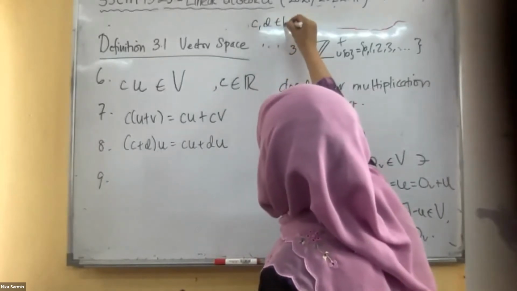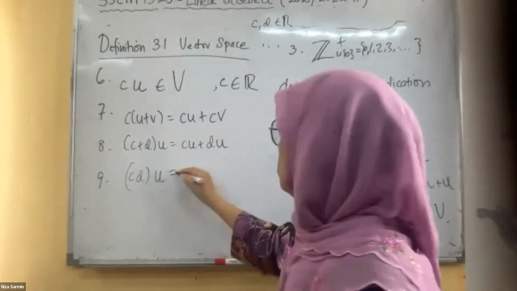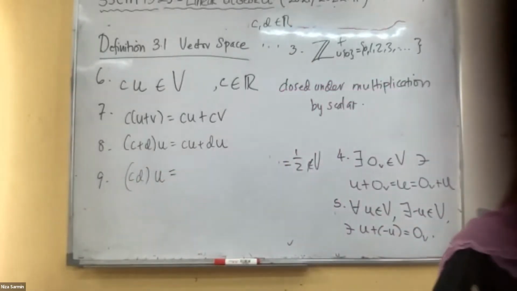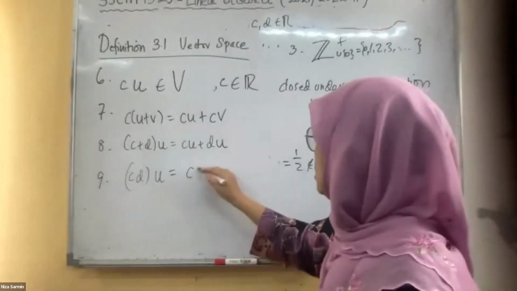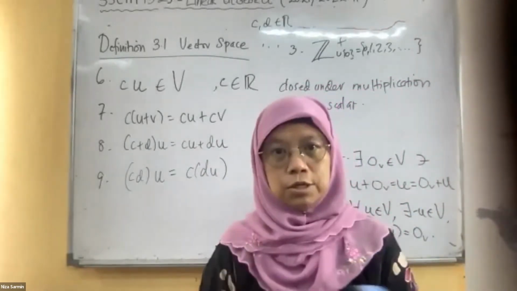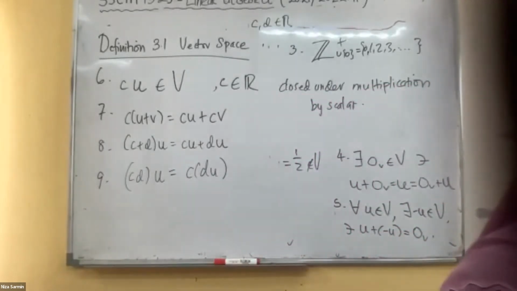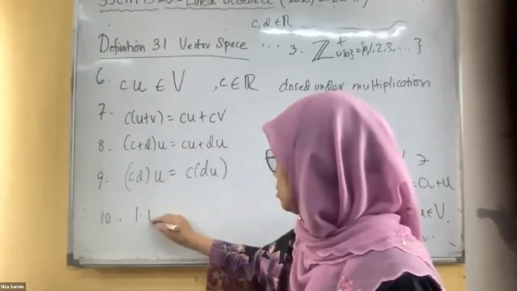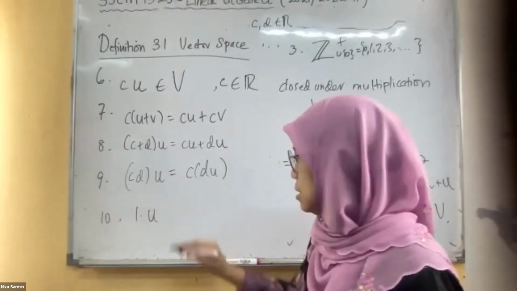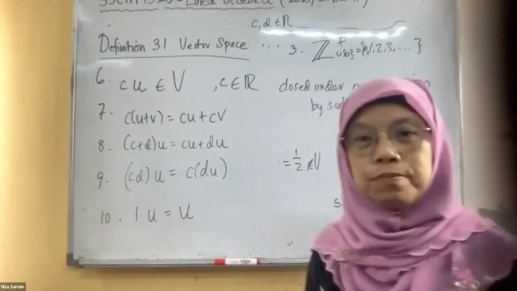So (CD)U is C(DU). Also for multiplication, you can change the parentheses. The last one is 1, as number 1, real number 1, times U. U is in the vector space. The vector, sorry, is equal to U.